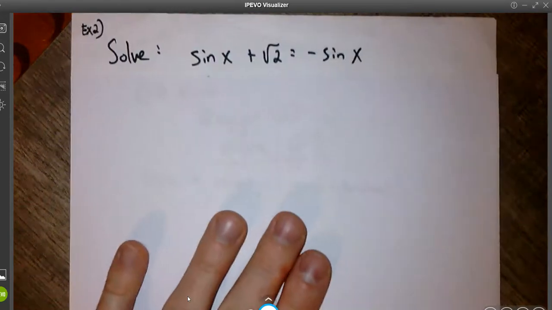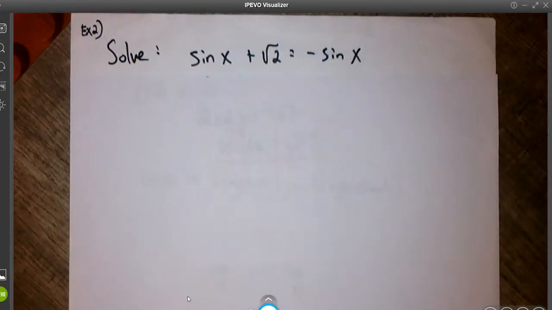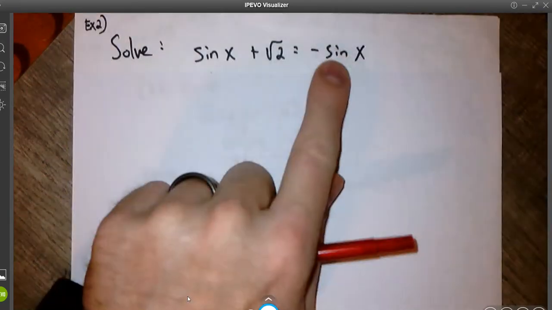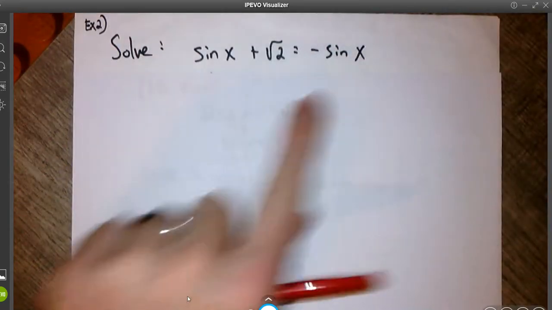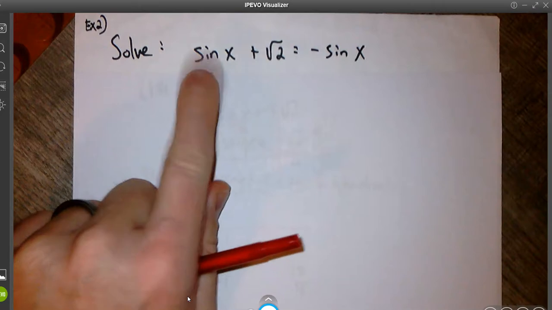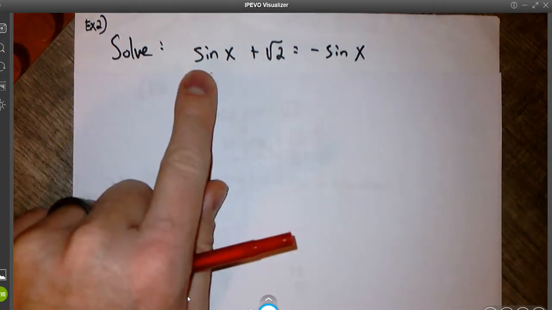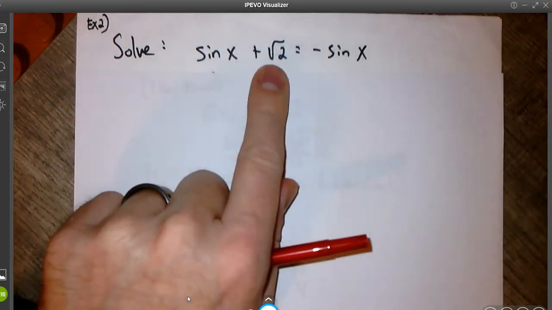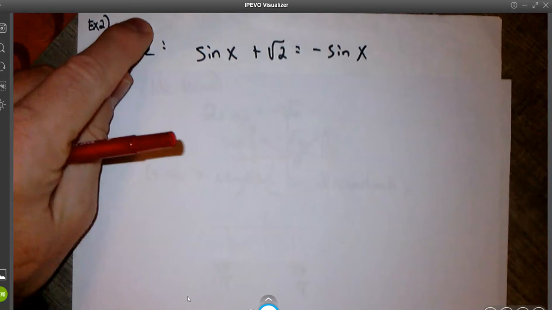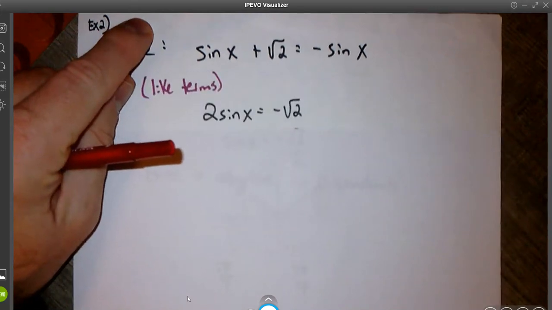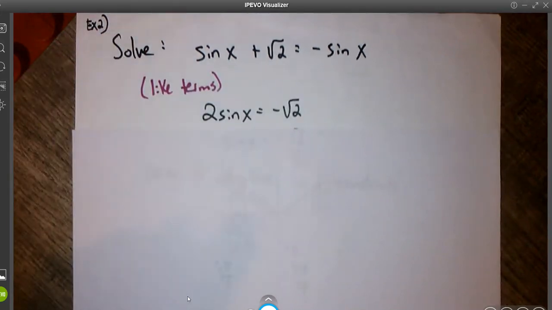We would like to solve this equation for x. It looks a little funny, but just like in Algebra 1 and Algebra 2, we need to combine like terms. I need to get all my sine x's on the same side. So to do that, I would just pick up this minus sine of x and add it over here. Sine x plus another sine x, 2 sine x. I would move this plus root 2 to the other side and get a negative root 2. Easy enough. We combine like terms.